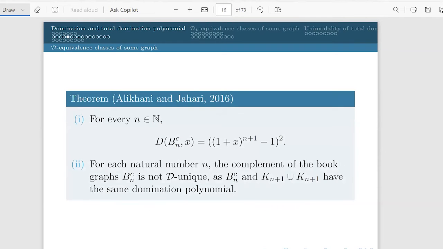And it is nice that the complement of the book graph is not d-unique, and the complement of the book graph and the disjoint union of two complete graphs of order n+1 have the same domination polynomial. So this complement of the book graph is not unique.